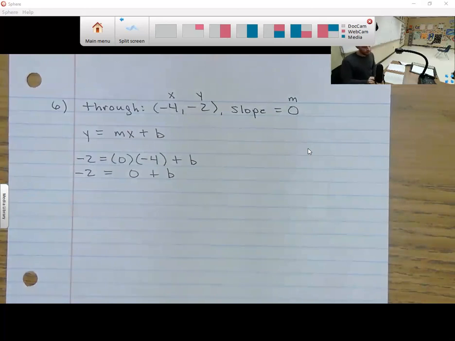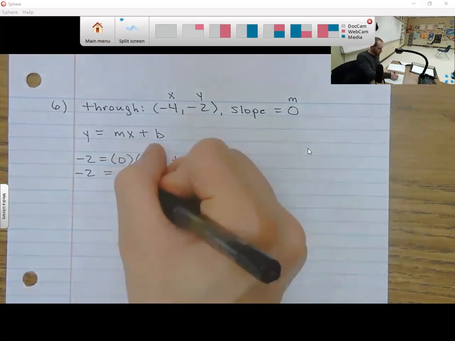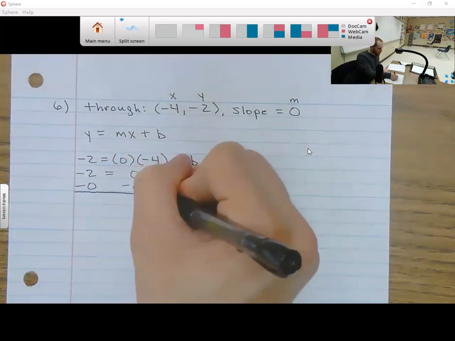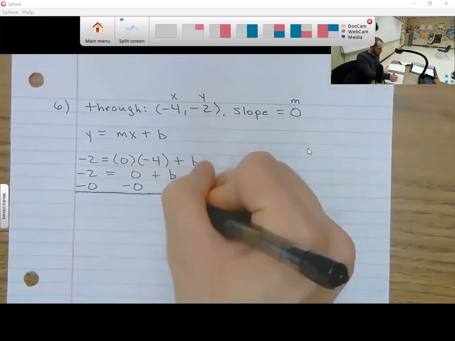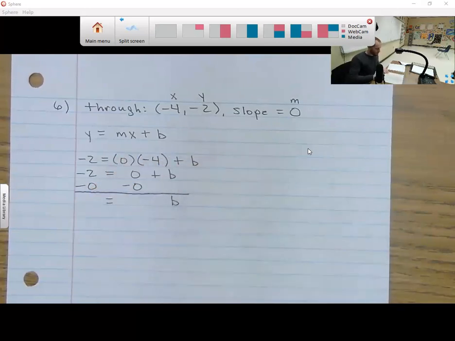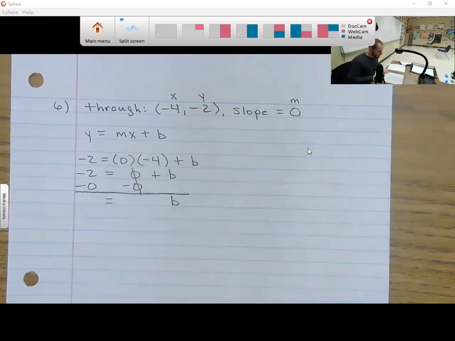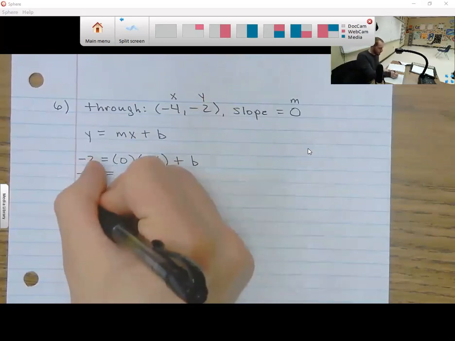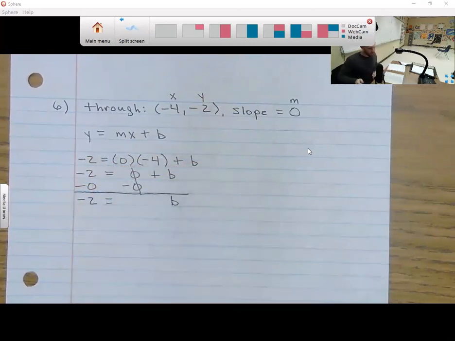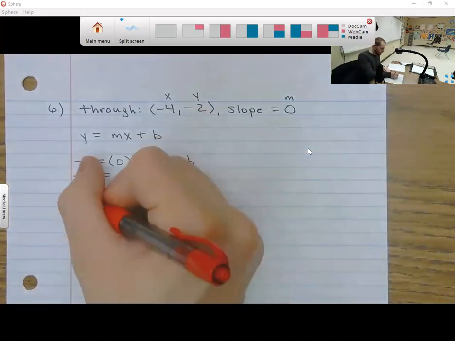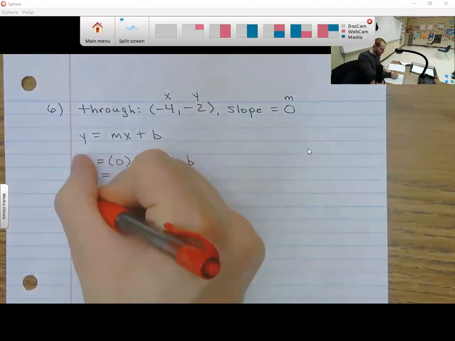Now the last step is to get b by itself. And the way I do that is I've got to get rid of 0. And you could subtract 0 from both sides, or you can add 0 to both sides, because it really doesn't matter. It's 0. All right, so these cancel out. Negative 2 minus 0 is still going to give me negative 2. So now I know what the y-intercept is. It's going to be negative 2. So I'm going to circle that.